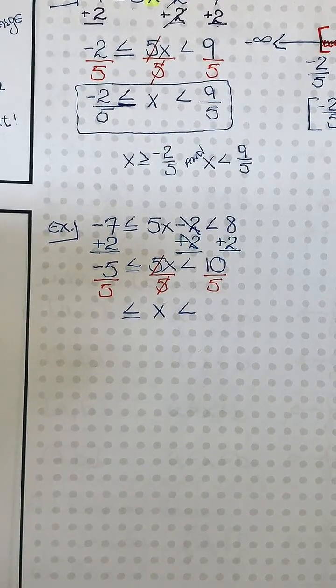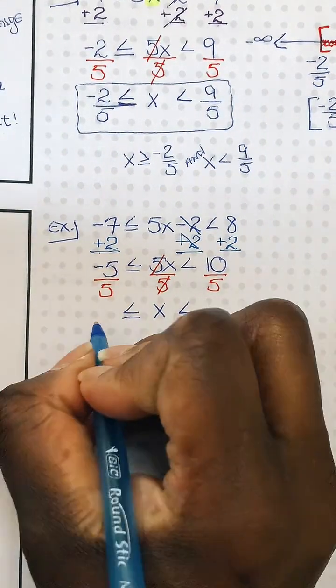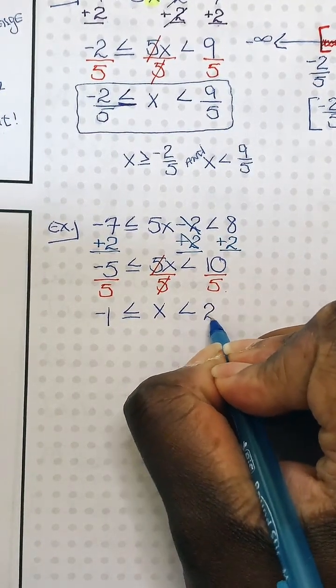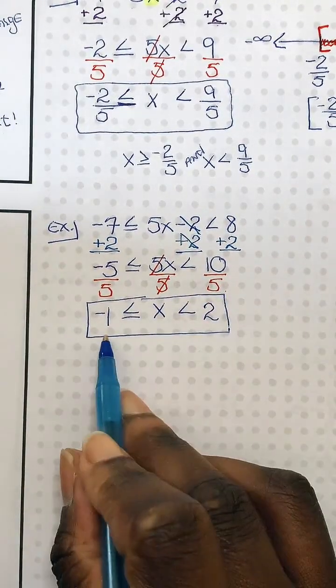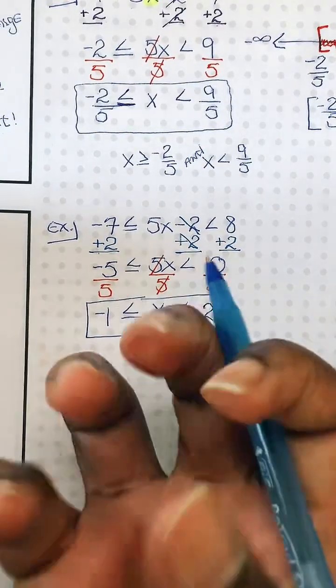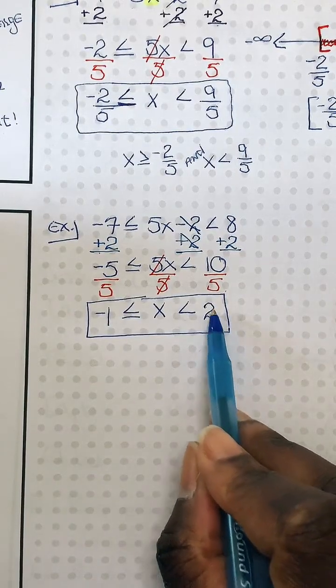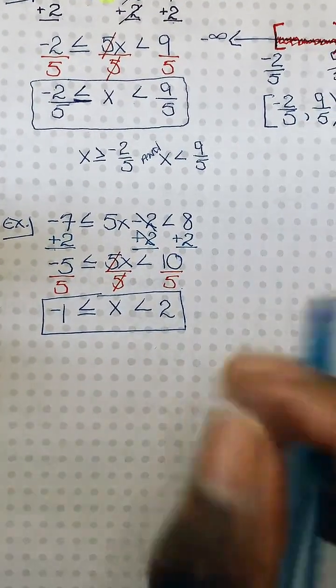Think about it. You're either going to add or subtract first, then you're going to multiply or divide next. Okay? So over here, -5 divided by 5 gives me a -1. 10 divided by 5 gives me a +2. So now we basically have the answers. It's bounded at -1 because it's going to include -1, but it's unbounded at 2 because it's not going to include 2. All right, there we go, -1, 2.